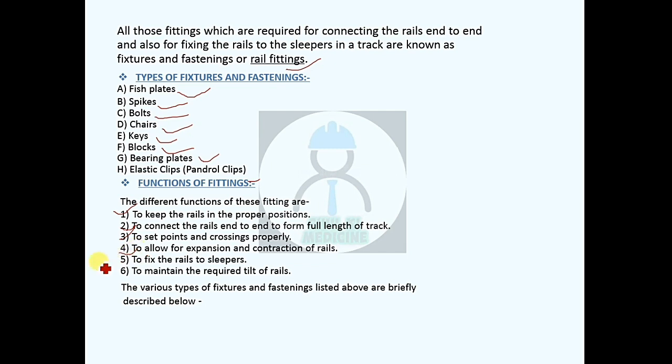Next, it is used to allow for the expansion and contraction of rails during the change of temperature. Next, it is used to fix the rails to the sleeper. And the last one is to maintain the correct tilt of the rail. So these six are the main functions of the rail fittings. Now I will describe the different types of fixtures and fastening listed above briefly.